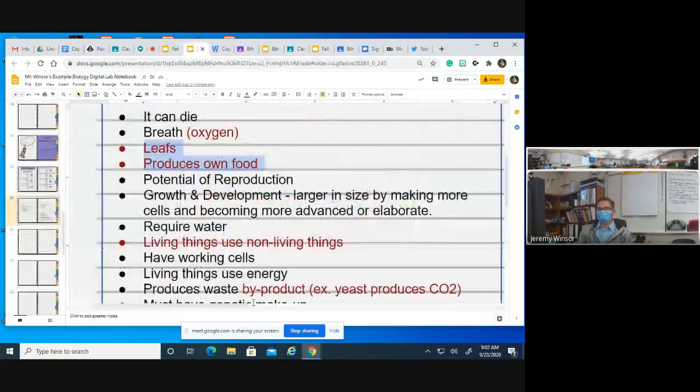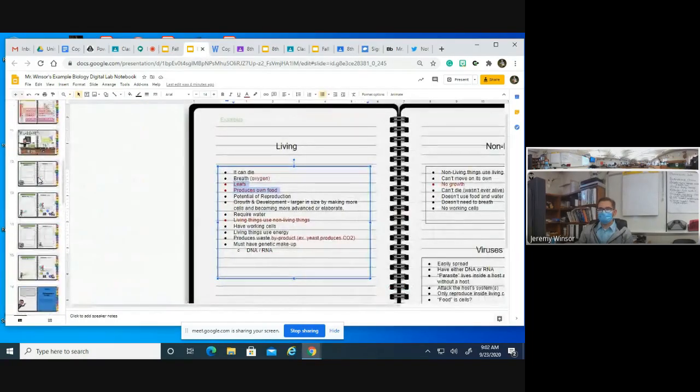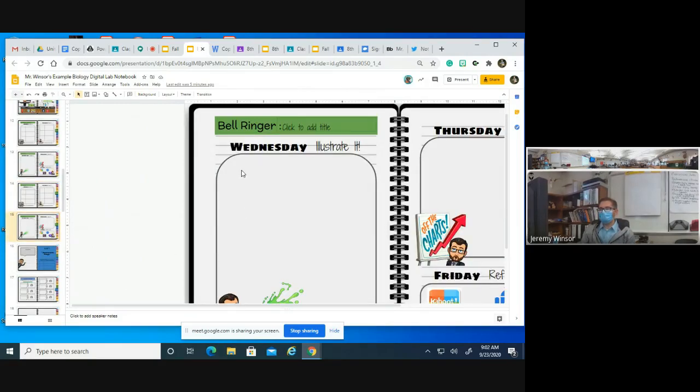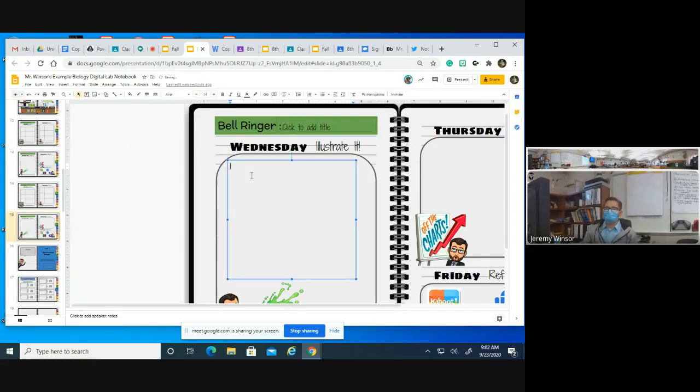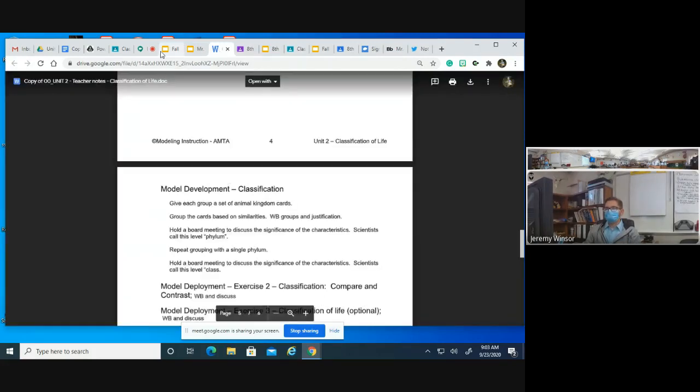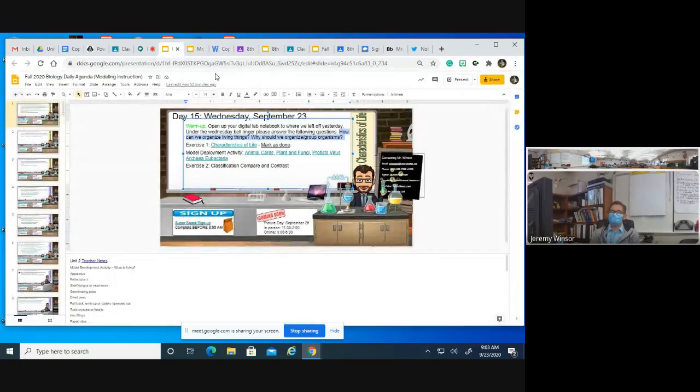So I'm going back to my lab notebook. I'm going back to the bell ringer for this week. I've got my Monday, Tuesday one. We didn't do a whole lot with bell ringers for Monday, Tuesday, but then I've got my Wednesday one here. And I'm going to make a text box, and I'm going to answer that question. Okay, so we don't have to draw it? You don't have to draw it. You can just answer it this time. So how can we organize living things? Why should we organize or group organisms?